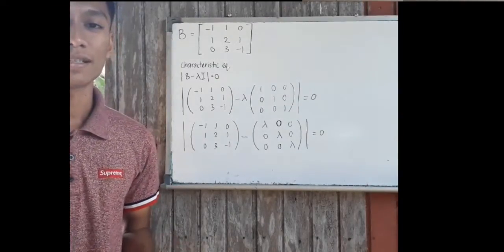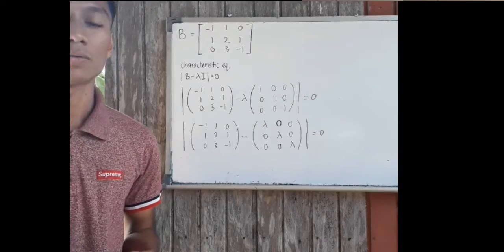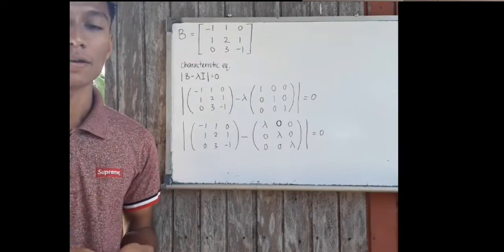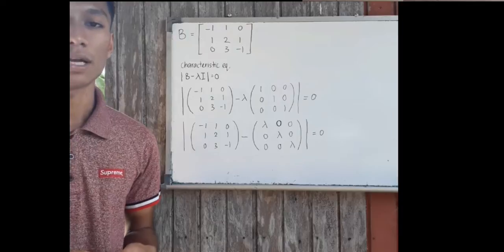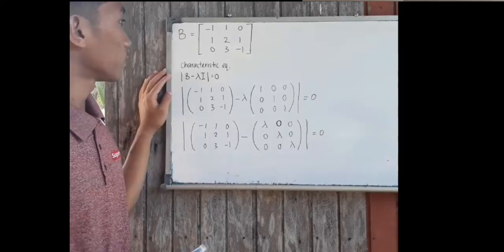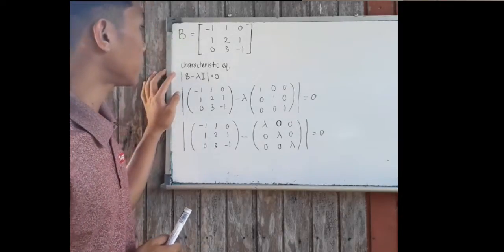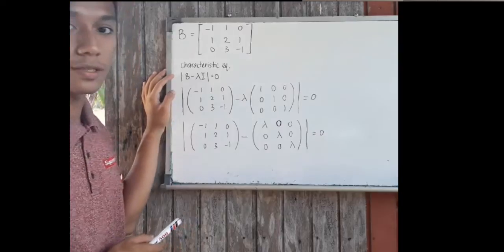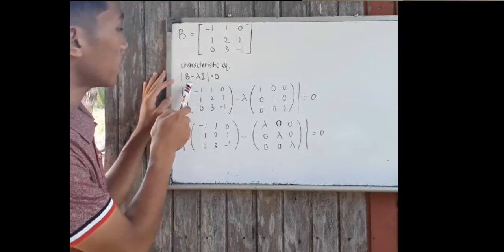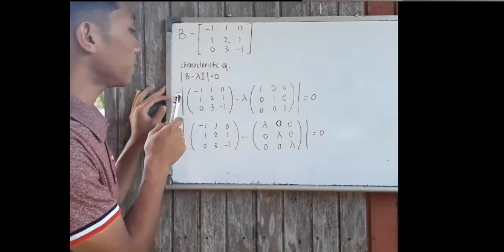Today we will discuss question 2. Question 2 is asking to find the eigenvalues and find the eigenvector for the largest eigenvalue. For this question, we have matrix B, and first we use the characteristic equation, which is determinant of B minus lambda I equals 0. Don't forget to put the determinant.